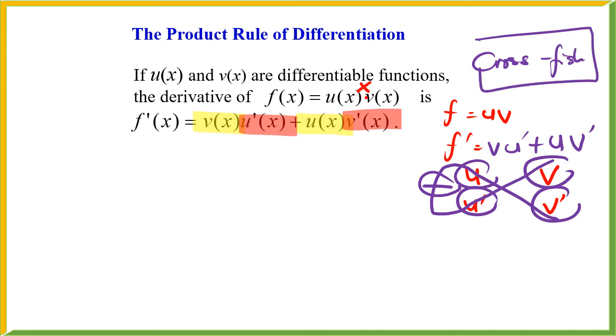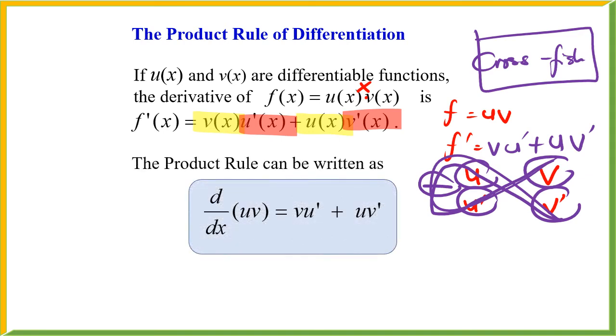Okay, to make it easy, this is how I sketch fish during my school time. So it's easy to remember lah. It's cross fish form, an easier way to sketch the cross fish form. Okay, so the product rule can be written as derivative of u multiplied by v is equal to v u prime plus u v prime. Okay, v u prime plus u v prime.